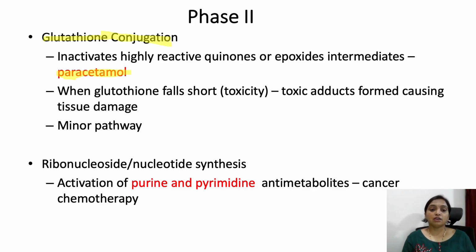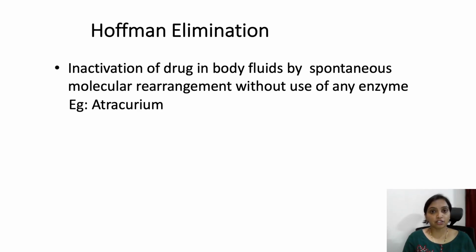Also ribonucleoside and nucleotide synthesis, these are mainly important in the activation of purine and pyrimidine antimetabolites. Okay, these usually are prodrugs which are later converted into active form, purine and pyrimidine containing antimetabolites which are used in the treatment of cancer. So they also undergo phase 2 reaction and they get activated. So with this we have covered phase 1 and phase 2 reaction.